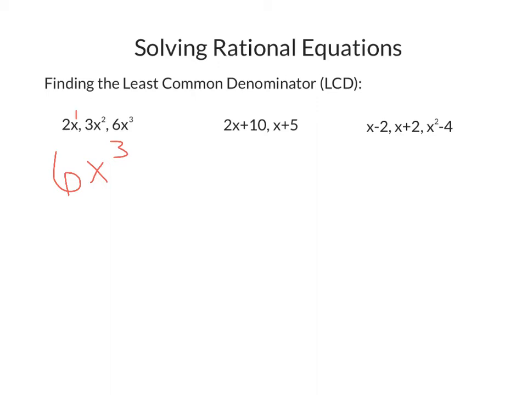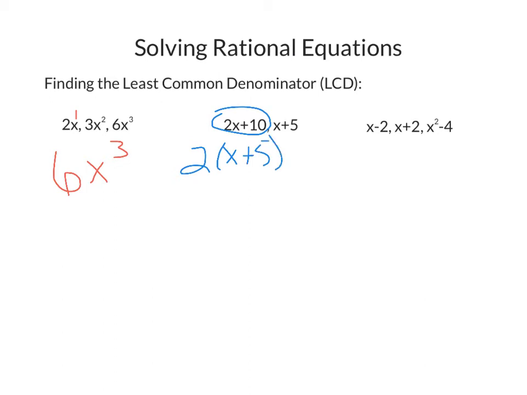Looking at our second and third example, we have binomial factors. In order to figure out what our least common denominator would be if we have binomials, we would first have to factor any of the binomials that can be factored. So if I look at 2x plus 10 and x plus 5, I know I can factor one of them because 2x and 10 have a greatest common factor of 2. So I'm going to take this and factor out the 2 to start with. When I factor out the 2, I'm left with 2 times the quantity of x plus 5.